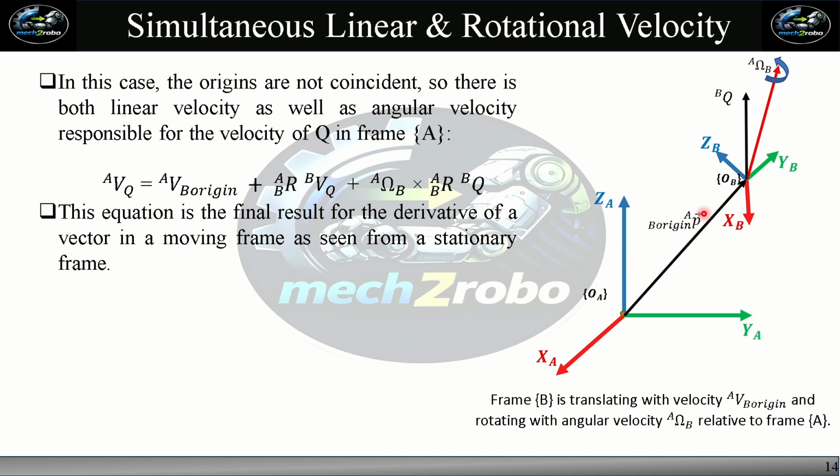First one is the velocity of this frame B due to translation of this frame B with respect to A, and second one is the velocity of this point Q in frame B but expressed in frame A, and the third one is the velocity of this point due to the angular velocity of this frame B with respect to frame A. And thus we easily calculate the velocity of this point with respect to frame B but expressed in frame A.